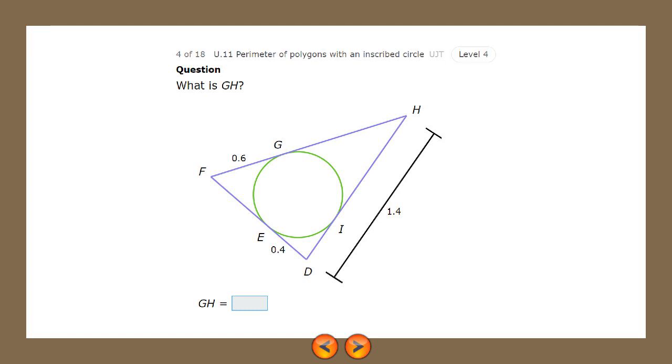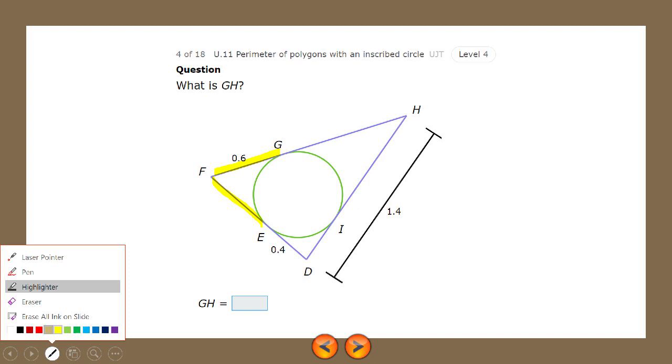Alright, this question here is asking what is G to H. G to H is not 0.6. F to G is 0.6. We're going to highlight some of these things. And what we need to remember is that from a point outside the circle to a point that is on the circle, the length will be the same as long as it's tangent as well. So F to G is 0.6, F to E is 0.6. Those are lengths we'll know.